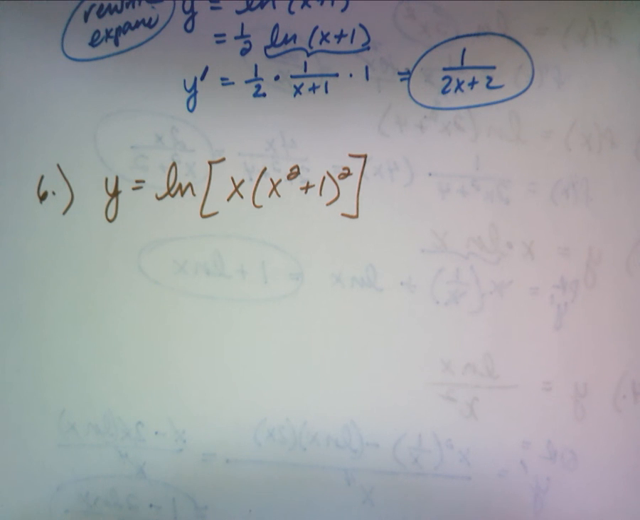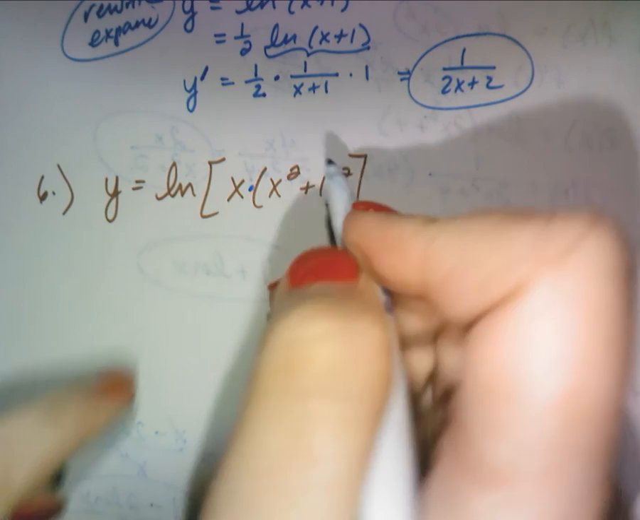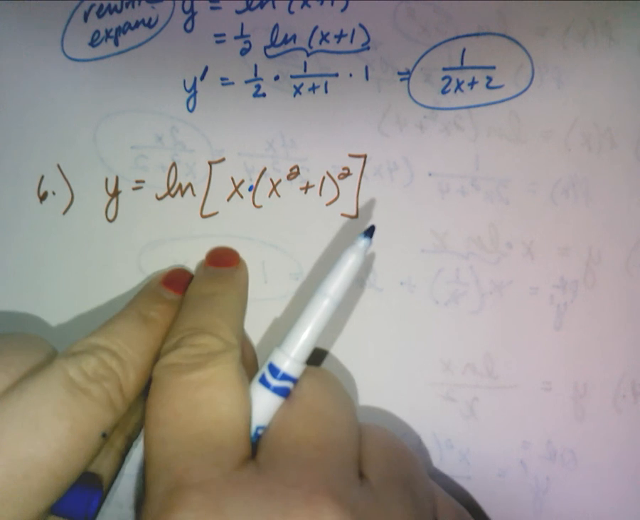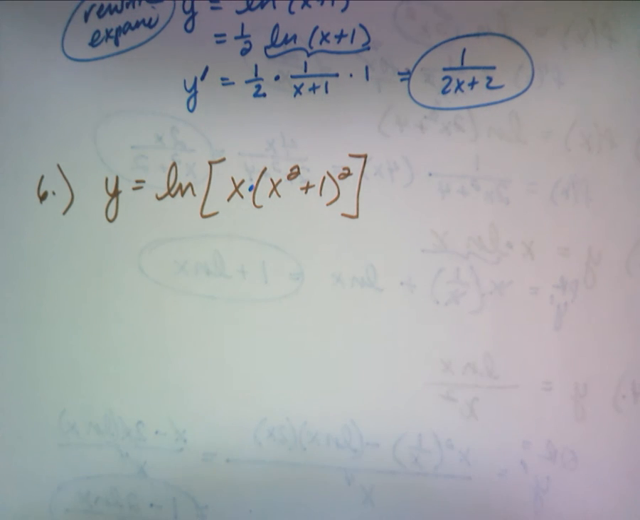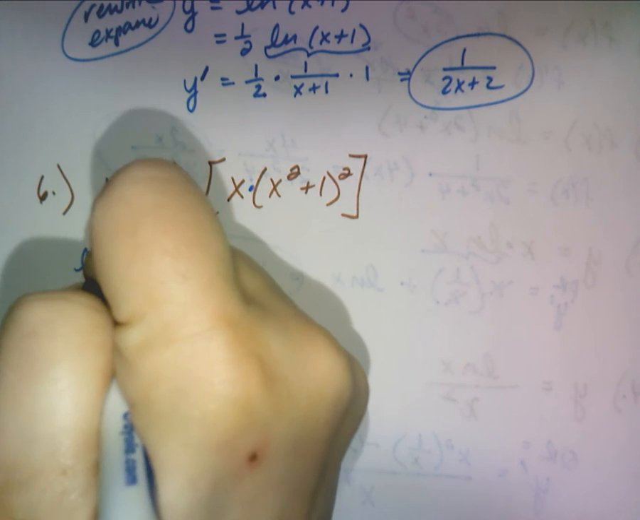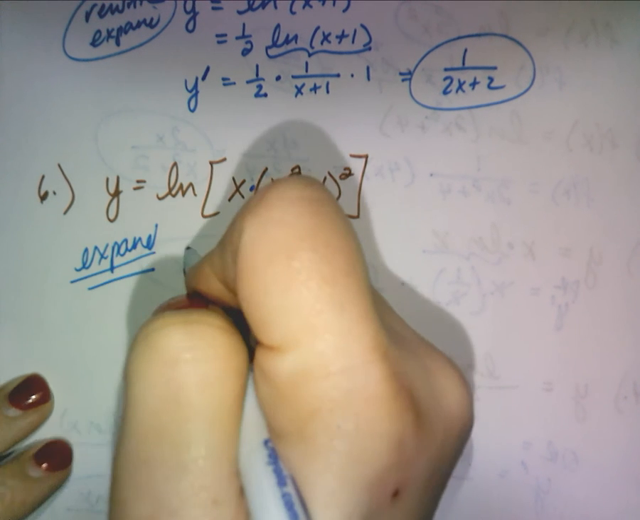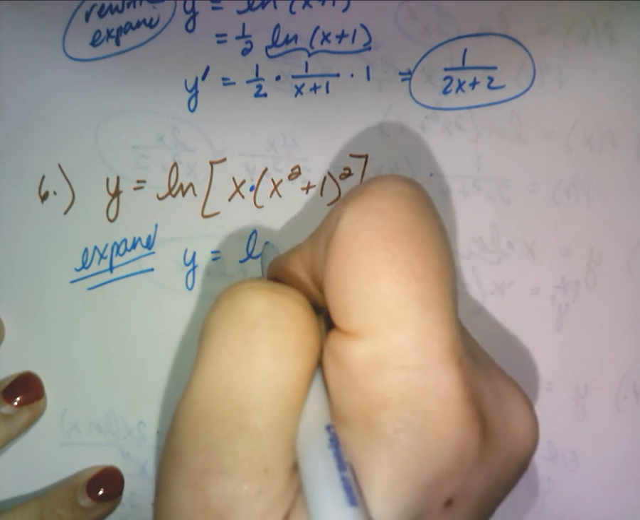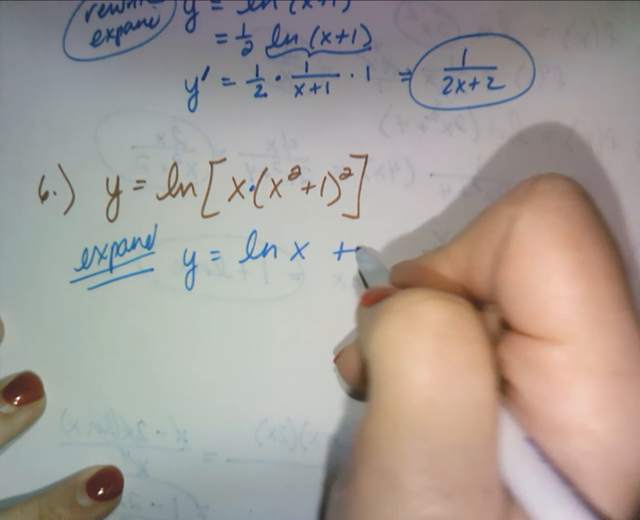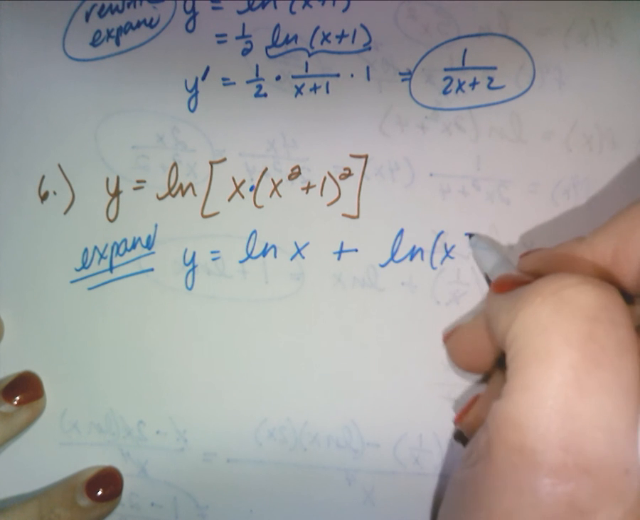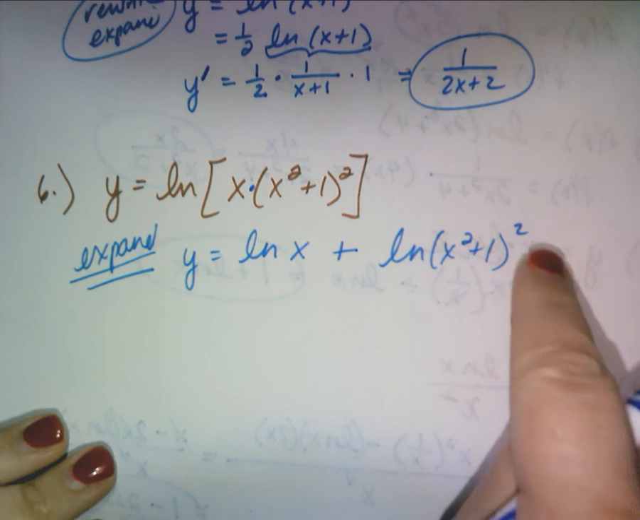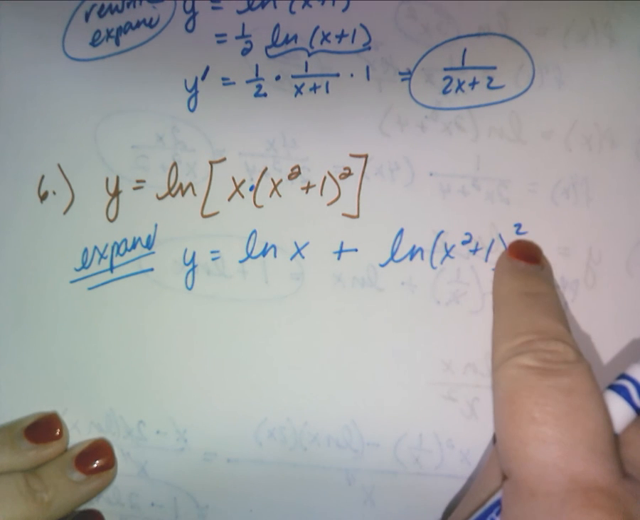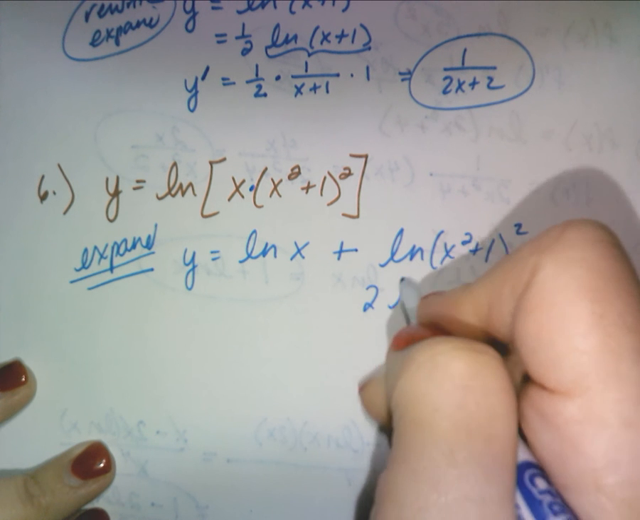Expand it out. When you are multiplying inside of a log, do you remember how to rewrite that? What do you do when you multiply inside of a log? How do you separate it? How do you expand it? Exactly. Expand. You would write this as the ln of x plus the ln of x squared plus 1 squared. Now, where does that 2 go? In the front. So let's put it there.